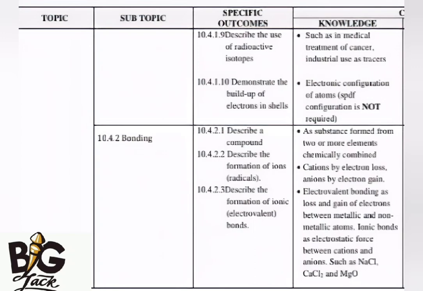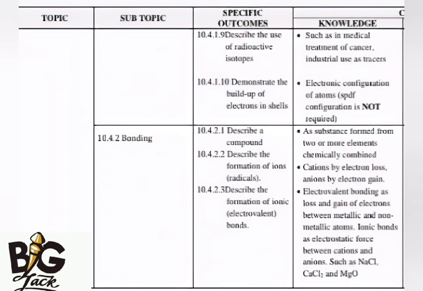Like the way I was saying, metals, they lose electrons. Once they lose electrons, they are going to become cations. And when non-metals gain electrons, they are going to be called anions. Apart from that one, they can also ask you to describe the formation of ions in electrovalent bonds. If they ask you that, you are going to explain it like this.